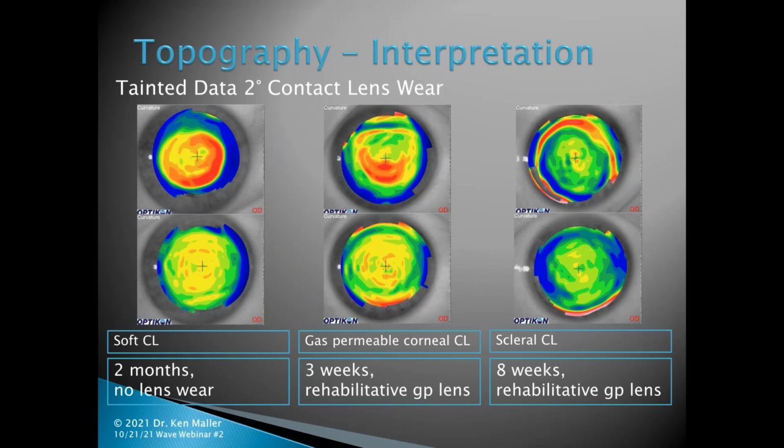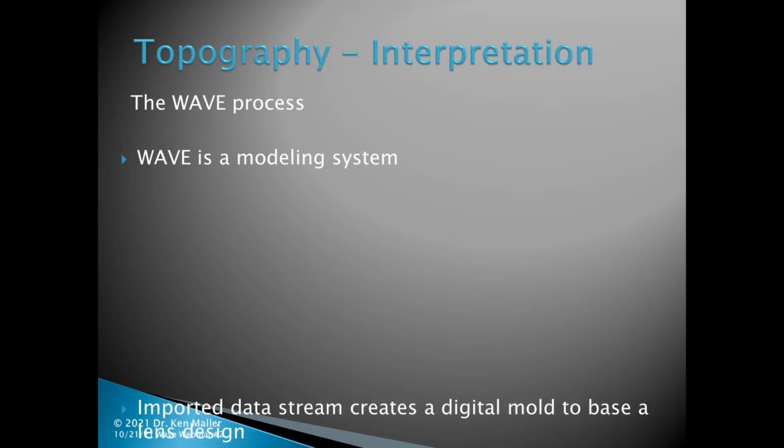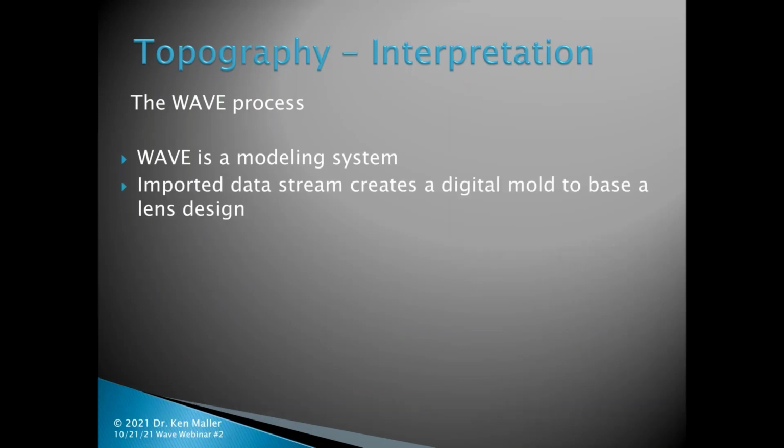But the take-home message here is that you always have to be on guard when you're taking these topographies right from the outset. Is it possibly tainted data that I'm looking at because they're a contact lens wearer? All right, so the WAVE process. Remember, WAVE is a modeling system. Okay, we import that data stream, we create that digital mold, and we're going to base a lens design on that. We import that data.